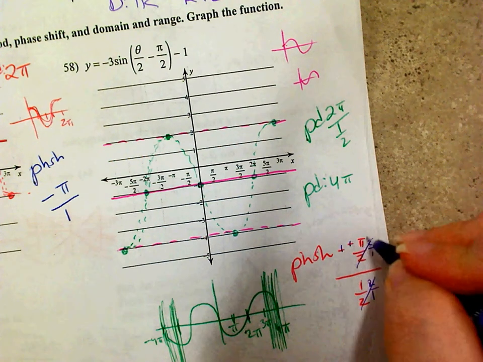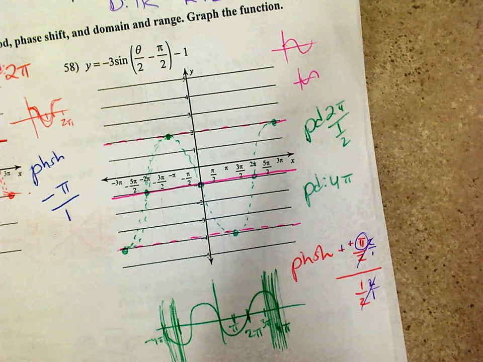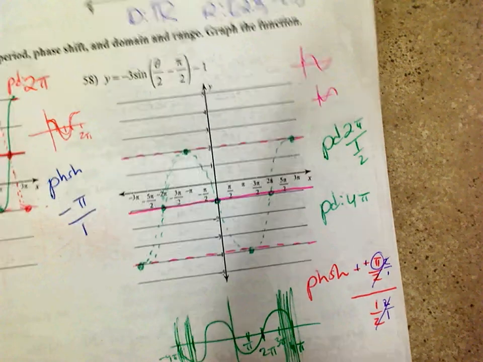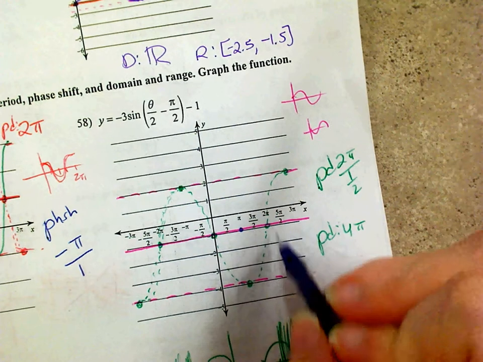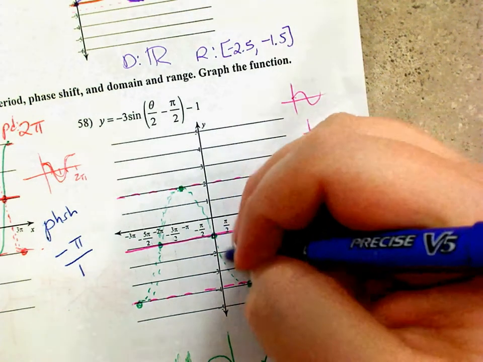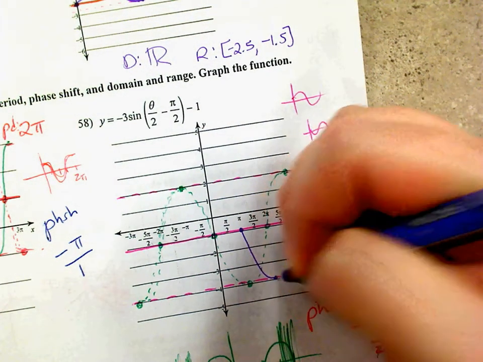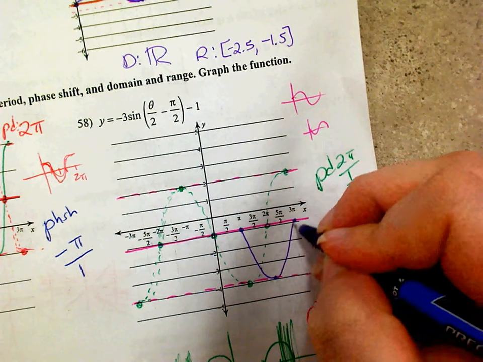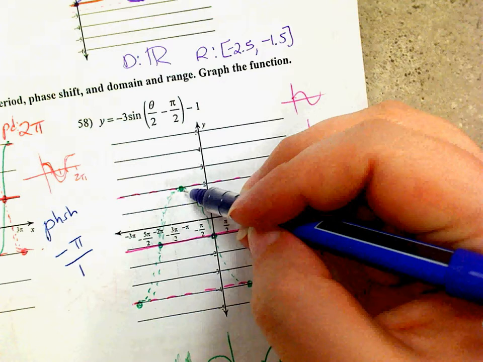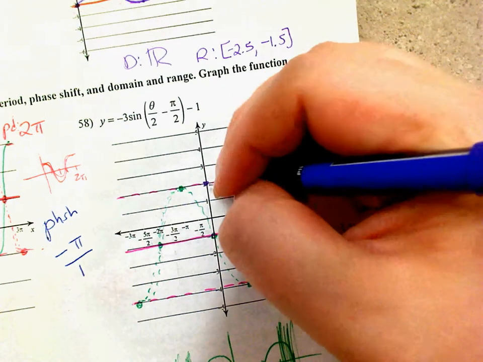So, I just mimic this right here. This right here at 2 pi should now be at 3 pi. Okay? This right here at negative pi should now be at 0. This right here at negative 2 pi should now be at negative pi. This at negative 3 pi should now be at negative 2 pi. And then I know what the wave should look like.